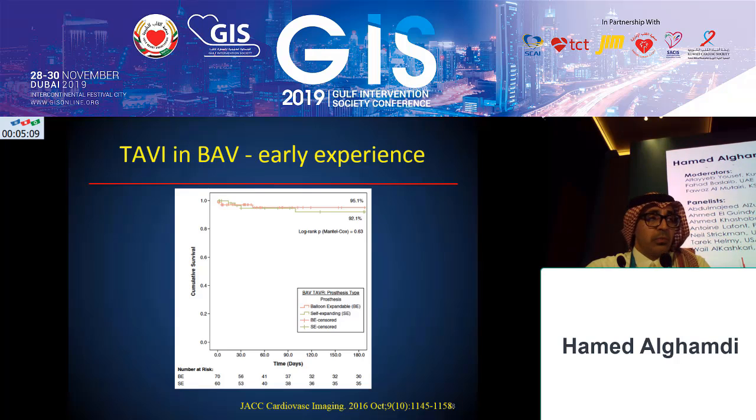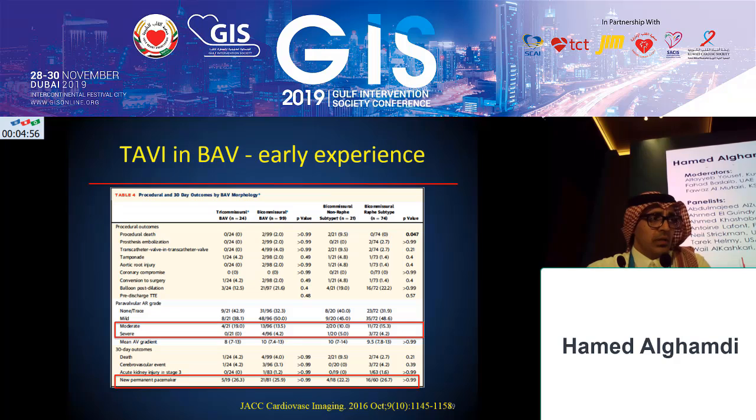You can see that the outcome comparing the two devices was fairly similar. There is no difference, and actually it was very good, with 6-month survival close to the mid-90s. And we look at the outcome in terms of the most widely concerned complications, which are paravalvular leak, as well as new pacemaker implantation.